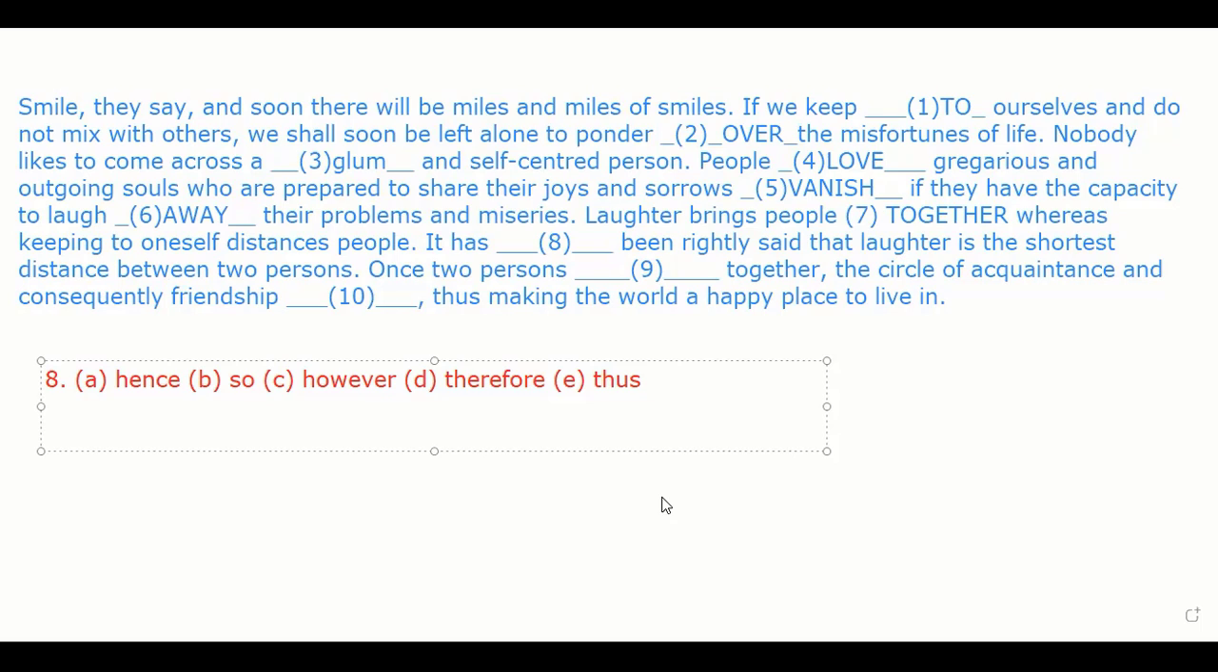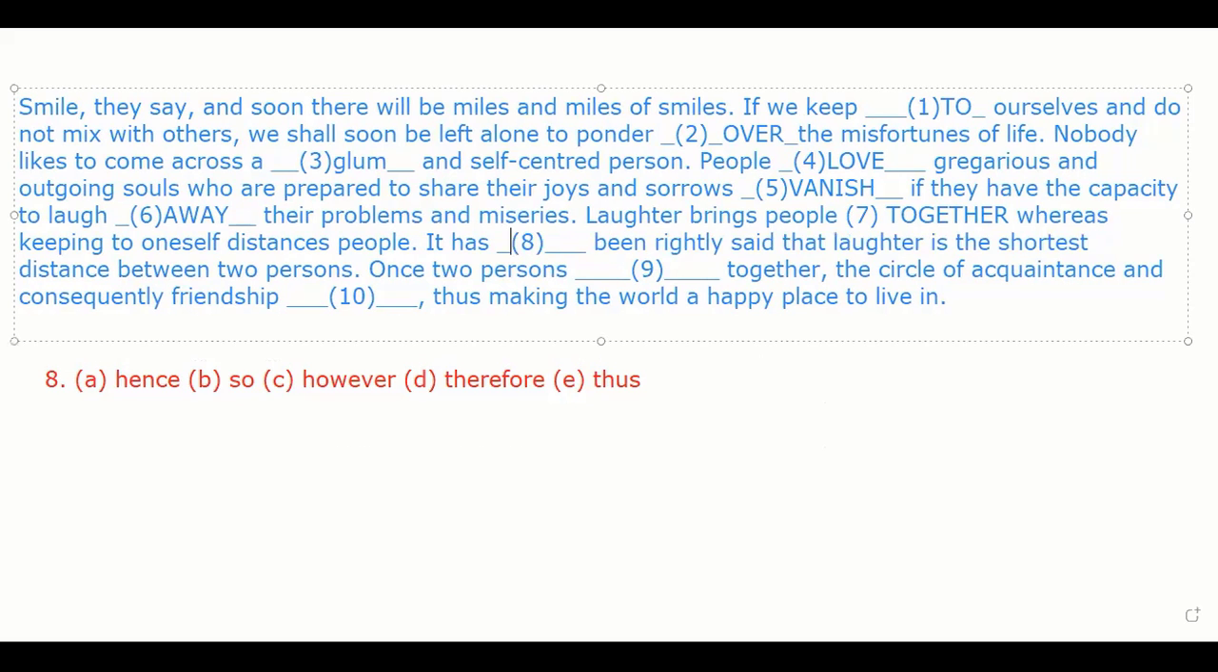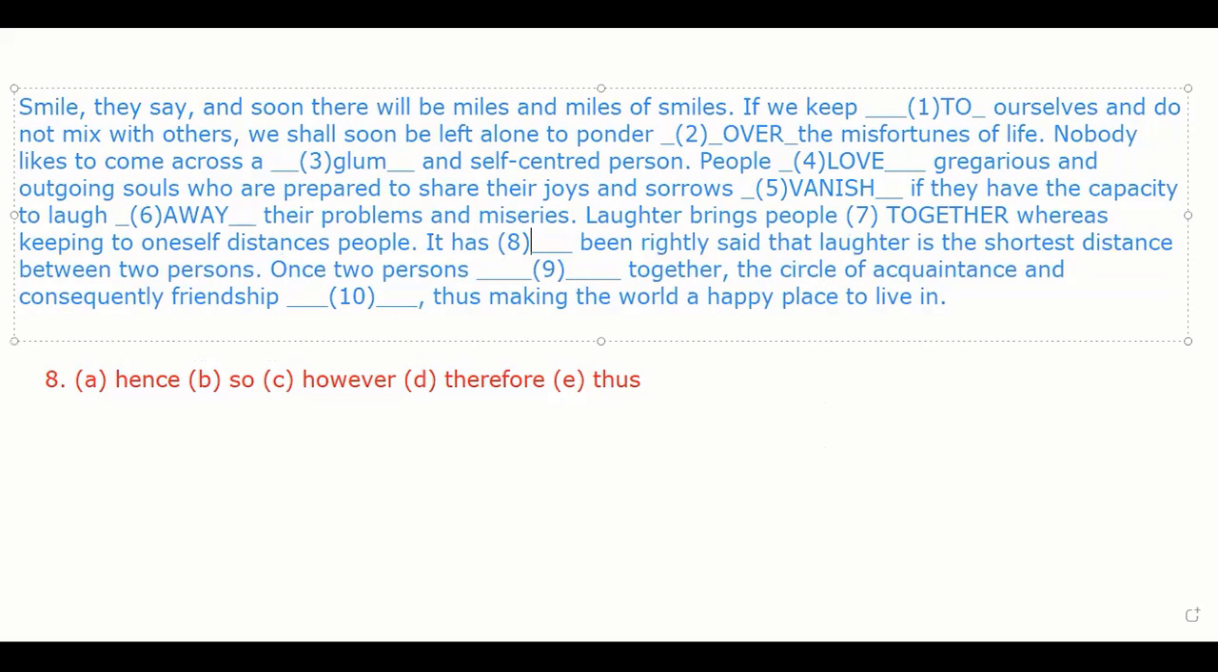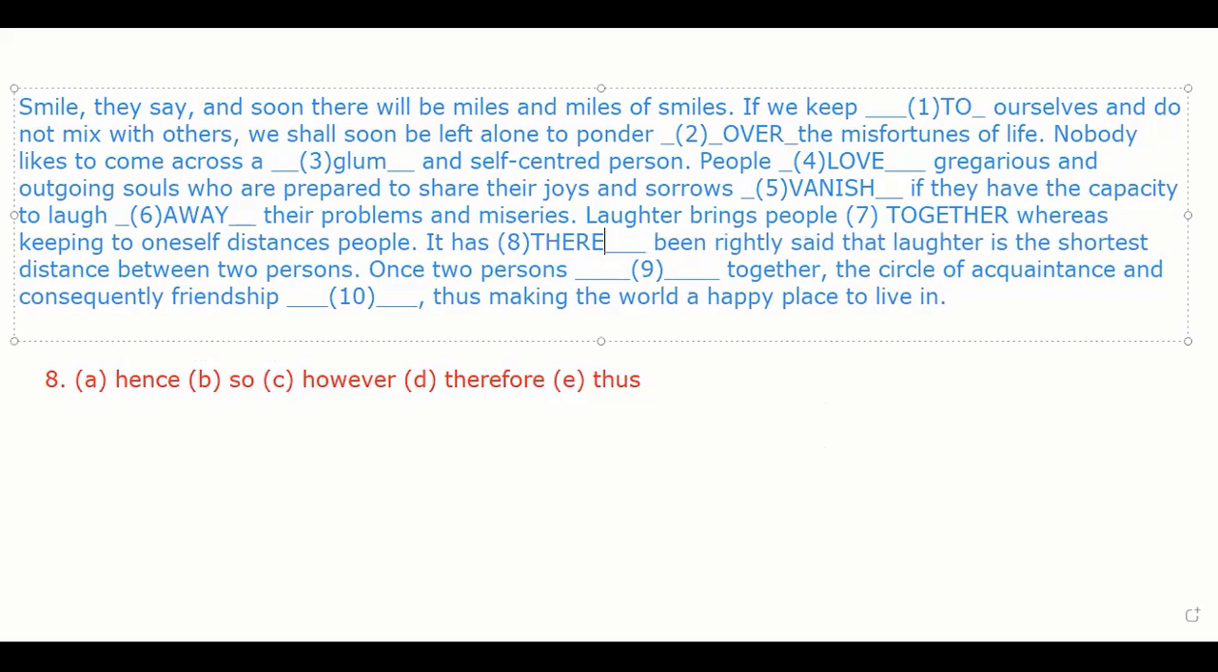Okay. Correct. Moksha, you want to explain? Or Achintya? Achintya, explain. And the right answer is D, guys. Therefore, I want you to explain how. So "therefore" means "so". It has therefore been rightly said that laughter is the shortest distance between two people, because now we are just concluding, right? Yes, sir.